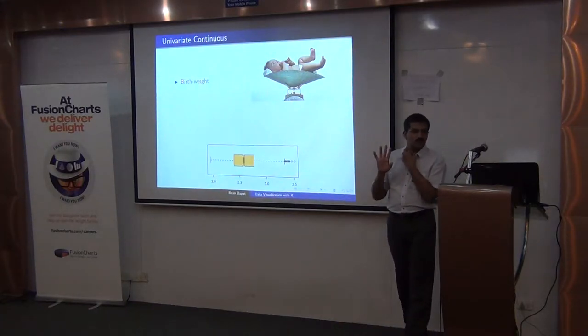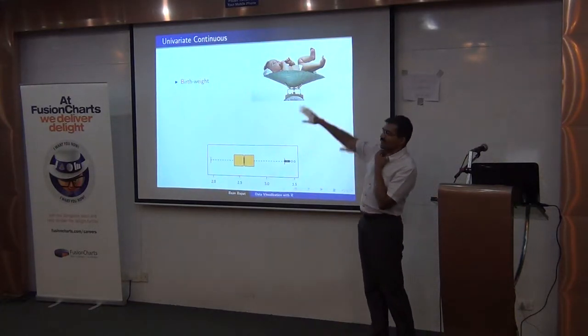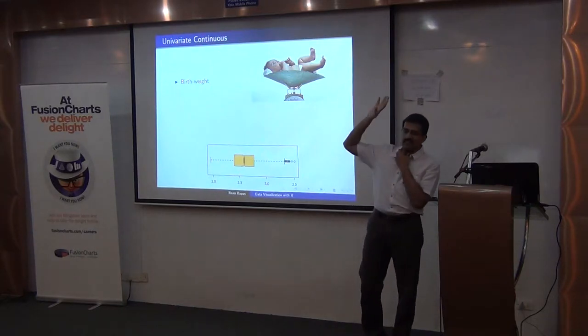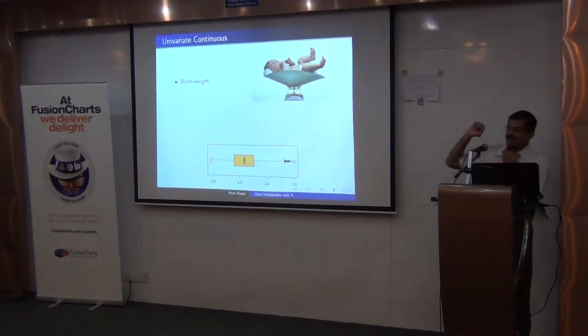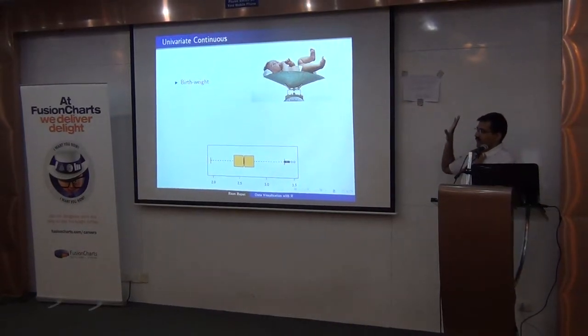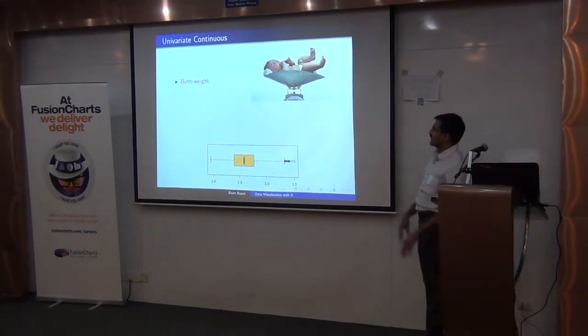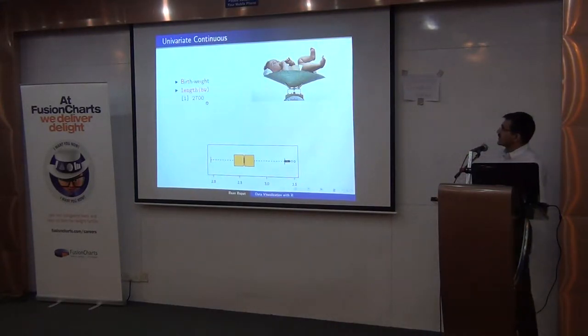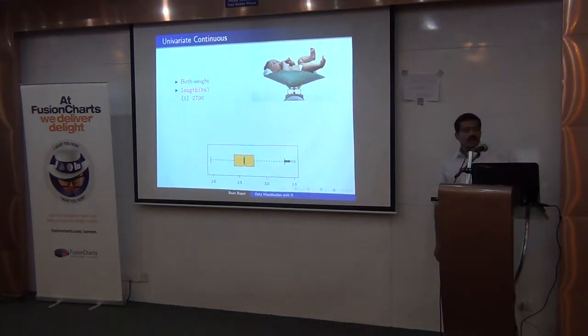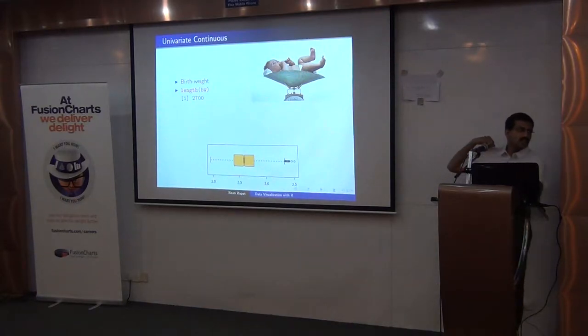I'm a statistician to start with, so I like to talk of things like univariate continuous data, univariate discrete data, and so on. That's what appeals to me better. So let's talk about univariate continuous data to start with. You have something on a continuous scale that has been measured, for example, birth weight of some 2,700 children born at a particular hospital. There's a data set, the vector bw, and length(bw) gives me the number of data points in that data set.